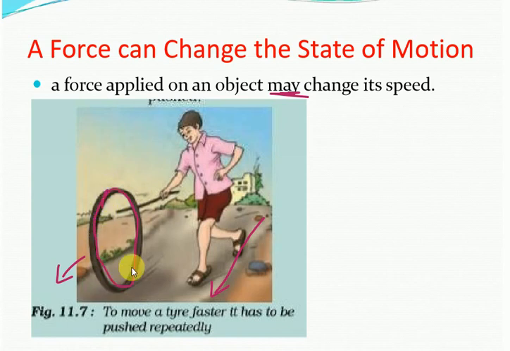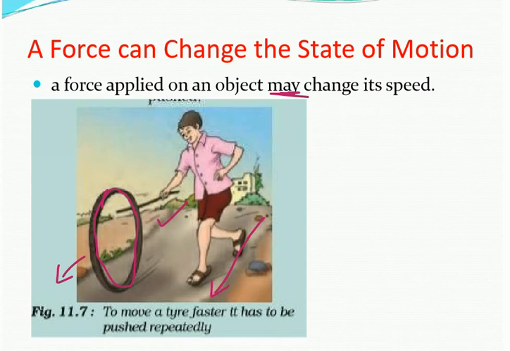You might have done it in your free time. In village areas, kids usually play with the tires of the cycle like this. You might have seen it. So whenever an object moves in one particular direction, if force is applied in that same direction, then the speed of the object may increase. So this is where a force applied on an object may change its speed.